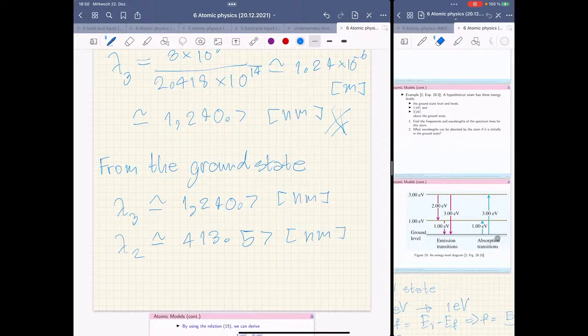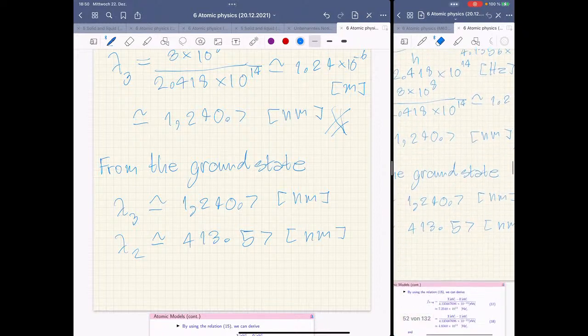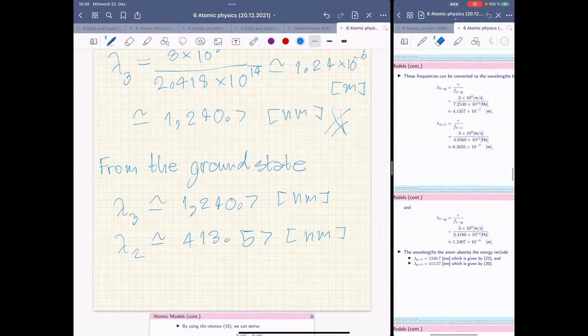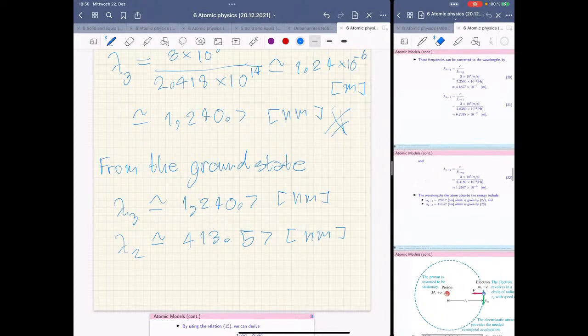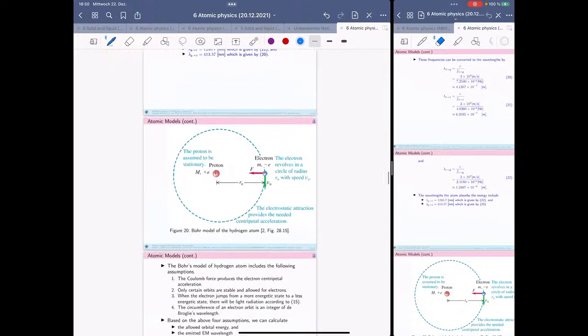Provided that we start from the ground state, from this level to this level is 0 eV to 3 eV. So let's check whether our conclusion is correct or not. The wavelength the atom could absorb is, yes, 1240.7 nanometers, and the second one is 413.57 nanometers, and that's all right. Now we finished this example, and we go further.